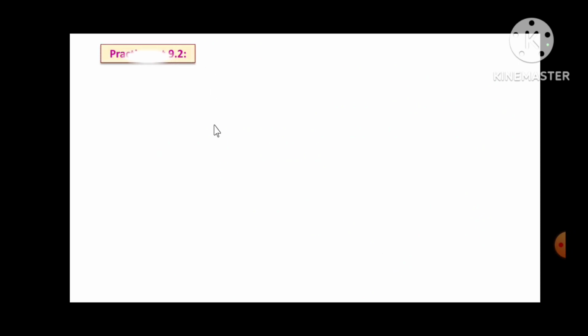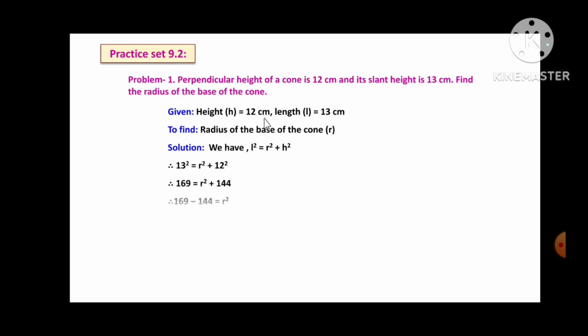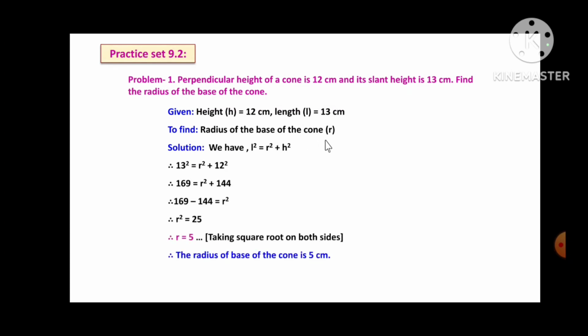Friends, now we will see practice set 9.2. Number 1. Perpendicular height of a cone is 12 cm and its slant height is 13 cm. Find the radius of the base of the cone. Given that height h is equal to 12 cm, slant height l is 13 cm, we have to find out the radius of the base of the cone.